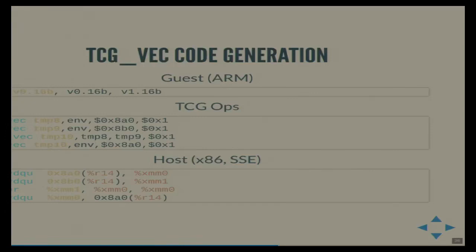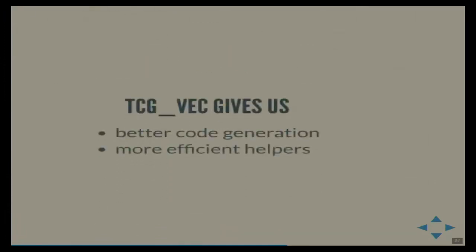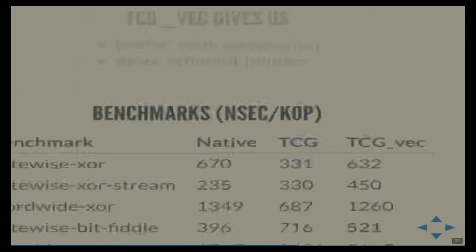We still have to deal with loading the value from the register and storing it back. But you can see that the generated code now is a lot more compact. In fact, because we're running on a x86 that's got SSE, we can take full advantage of the SSE registers and do the operation 128 bits at a time. So we've got much closer mapping between the guest vector operation and the host vector operation. So this gives us better code generation, and it also gives us more efficient helpers for the times that we need it. So let's have a look at the blazing performance that we now have.